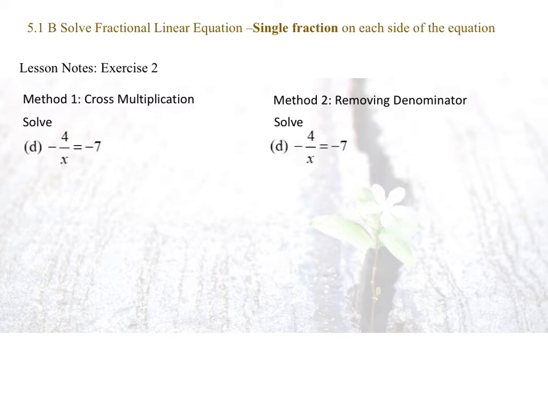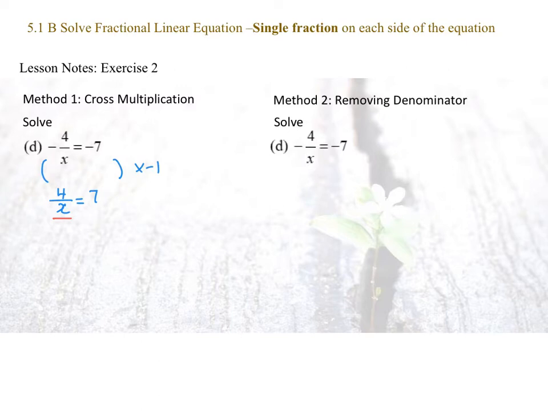Down here, I have negative 4 over x equals to negative 7. Now, we notice that on both sides, we have a negative number. So, in this case, we can actually try to multiply by negative 1 on both sides to remove the negative sign. And we'll get 4 over x equals to 7. Now let's try to get a single fraction on each side of the equation. On this side of the equation, I have 4 in the numerator, x in the denominator. So this is already one single fraction.